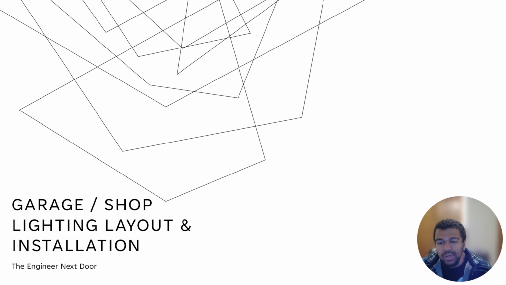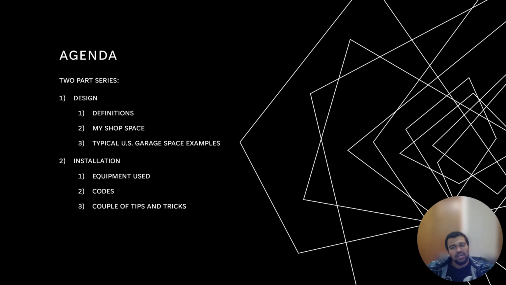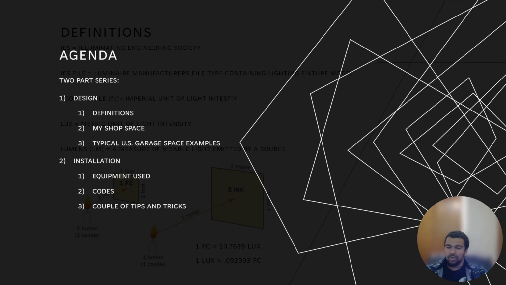Today on the channel, we're going to get into shop lighting layout and installation. A couple things on the agenda: we're going to make this a two-part series. In this video, we're going to do the design, go through a couple definitions, go through my shop space, and then give a little overview of some typical US garage space examples that you can apply this to if you don't have the same space that I do. And second, we'll get into the installation. I'll show you what equipment I use, some codes, and then just a couple of tips and tricks that I have to make the install go better.